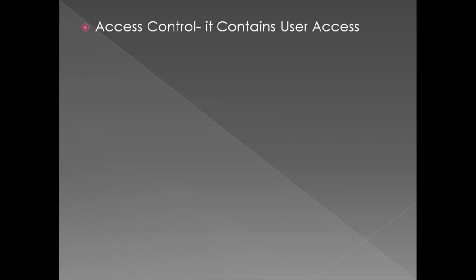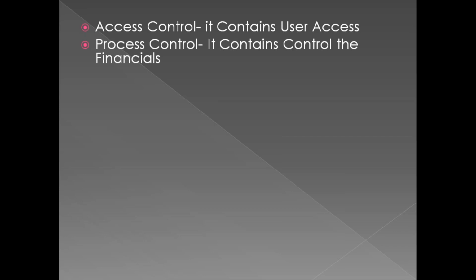Process control controls the financials. Risk management covers physical theft and physical risk, that means natural disasters, fire accidents, and so on.